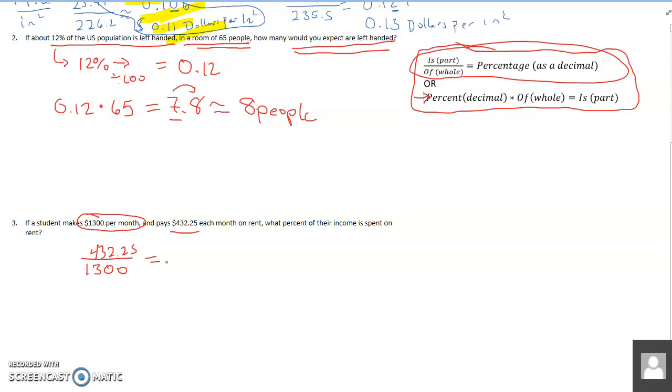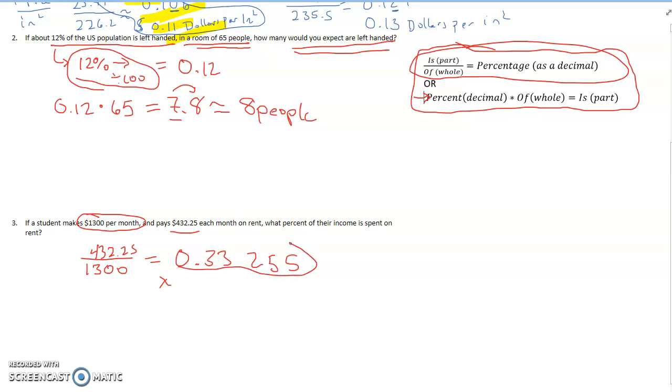And when I divide 432.25 by 1,300, we get 0.33255 with a bunch of other decimals. But now this is written as a decimal. So remember, to take a percent and move it to a decimal, we divided by 100. To take a decimal version of it and turn that into a percent, we multiply it by 100. So this would give me 33.255.